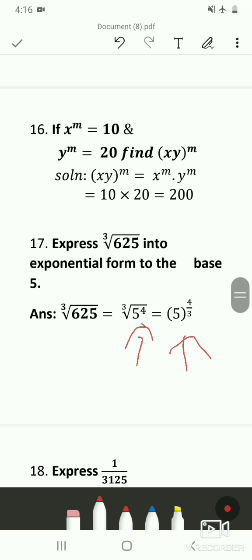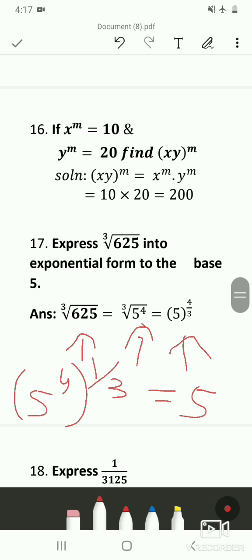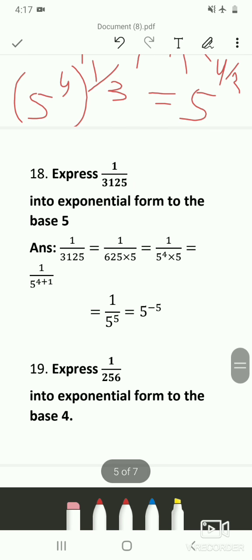So let me revise it. Whenever a number is asked to be expressed in exponential form, you write it. Here we have written 625 as 5 raised to 4, and then since it is cube root, we have written 5 raised to 4 divided by 3. As you can see here, we have used again the third law: (a raised to m) whole raised to n can be written as a raised to m into n. That is (5 raised to 4) whole raised to 1 by 3, which is nothing but 5 raised to 4 by 3.